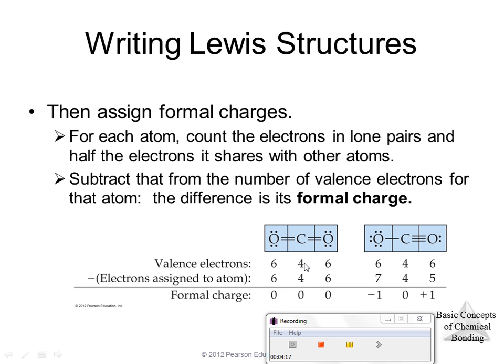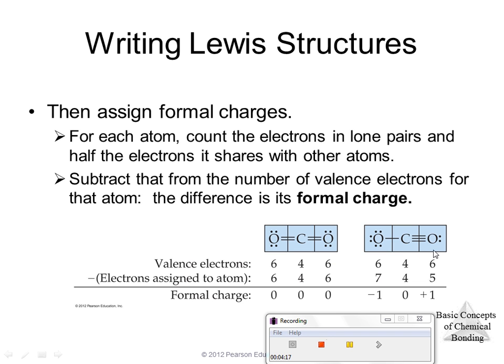It has 4 from the table. So this top row is all from the periodic table. This is from taking the unshared pairs and half the shared pairs and subtracting them. Same thing for oxygen here. 1, 2, 3, 4. Half of the 4 that are shared is 2 more. 6 electrons assigned to the atom. 6 comes from the periodic table.